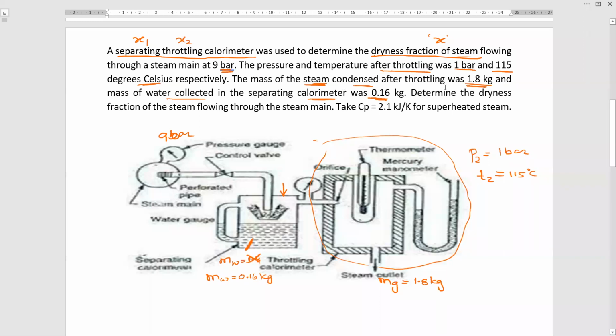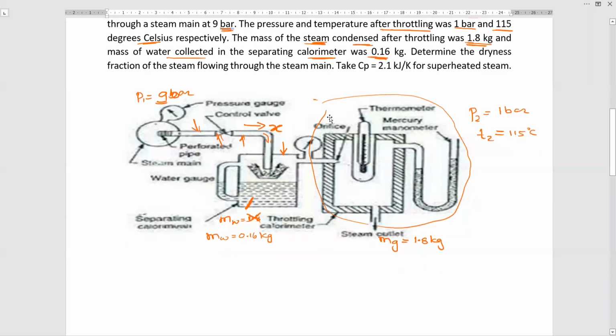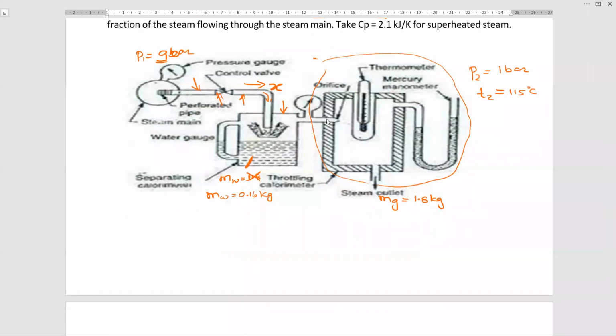Next, determine the dryness fraction of the steam flowing through the steam main. Main is the main pipe. It is from here, the main pipe. Here the steam is flowing at a pressure of 9 bar. This is P1. So at this pressure, for this steam, you have to calculate the value of X. So now what is the formula? X is equal to X1 times X2.